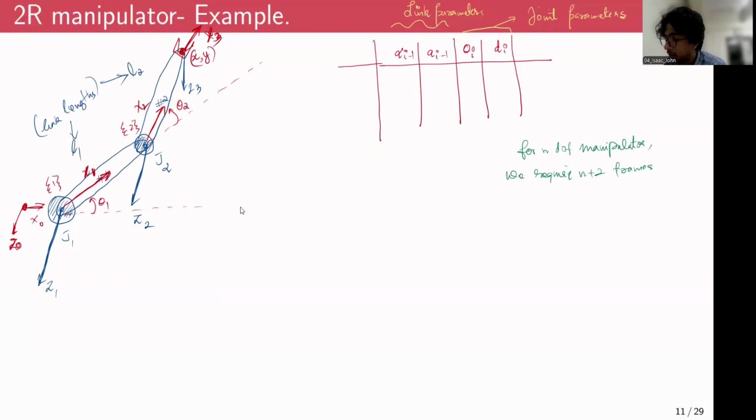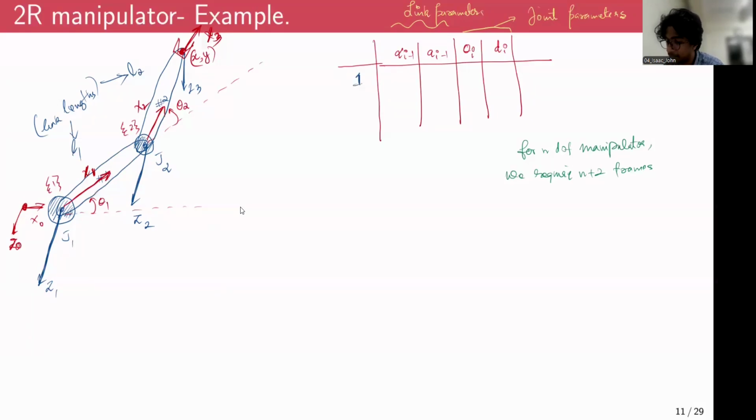So now how do we find out the DH parameters for the first link and the second link? We have two links, and how many frames do we have? We have frame 0, frame 1, frame 2, frame 3. So we'll have to find a mapping between frame 0 and frame 1, between frame 1 and frame 2, and then between frame 2 and frame 3.